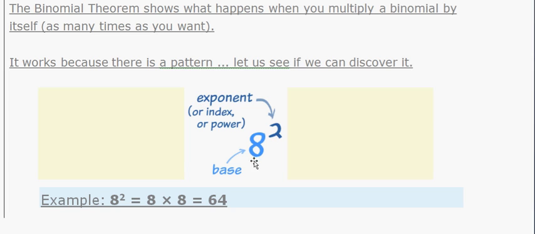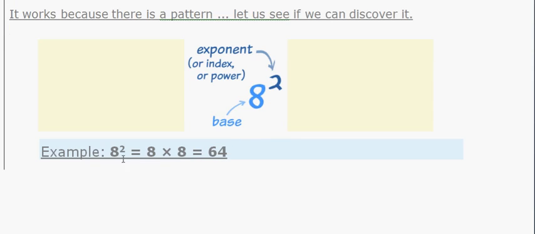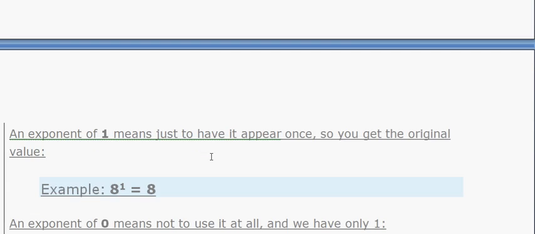What is an exponent? What is a base? The base is this number, and the exponent is this. It is also known as power or index. It tells how many times the base appears in multiplying. For example, 8 squared means 8 is appearing two times in multiplying, so it is 64.